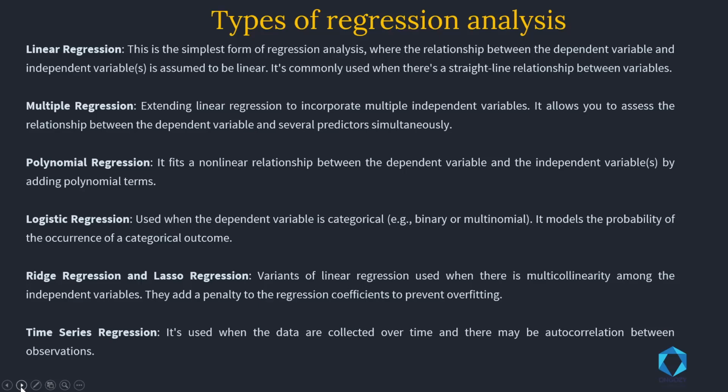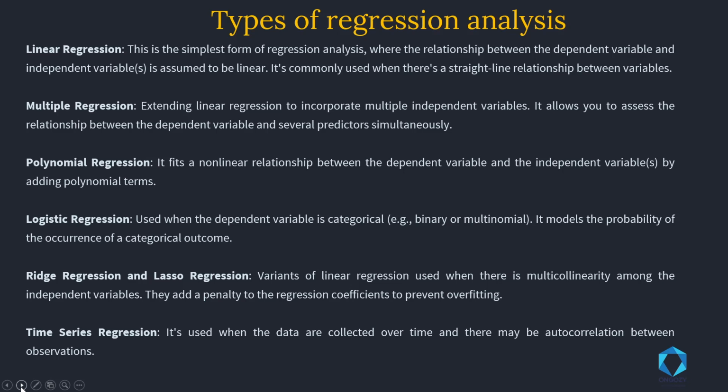So, types of regression analysis. Of course, regression analysis has various types. Number one, you have linear regression. This is the simplest form of regression analysis, where the relationship between the dependent variable and the independent variable or variables is assumed to be linear. It is commonly used where there is a straight line relationship between variables. Okay? Linear means straight line.